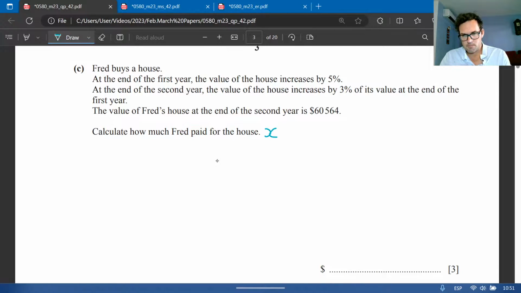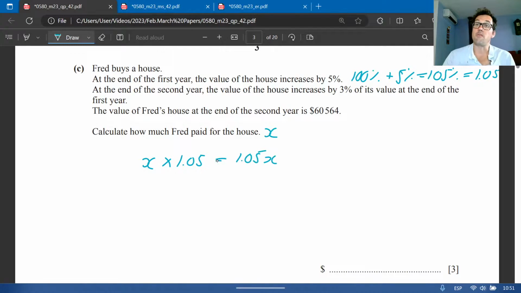So that means he paid X. At the end of the first year, the value of the house increased by 5%. If you remember, if you increase something by 5%, you take 100%, which is the amount Fred paid for the house, you add 5%, and you end up with 105%, which as a multiplier is, divided by 100, 1.05. So if we take the amount Fred paid, which we made X, we multiply it by 1.05. That means at the end of 1 year, the value was 1.05x.